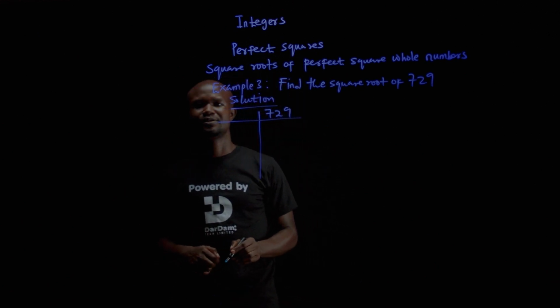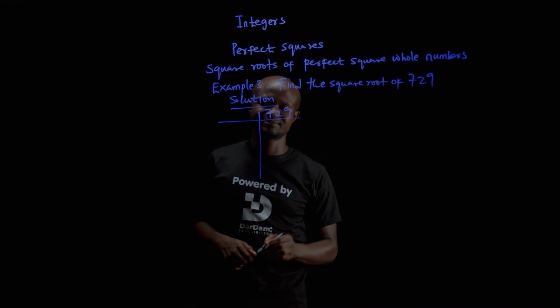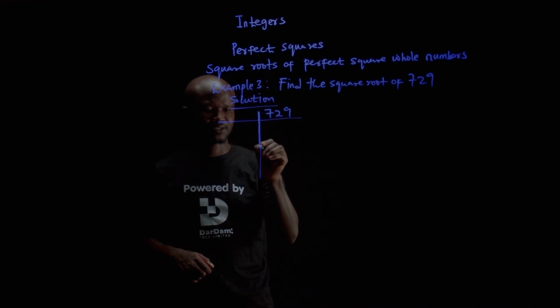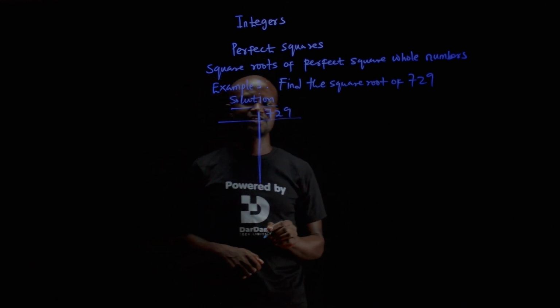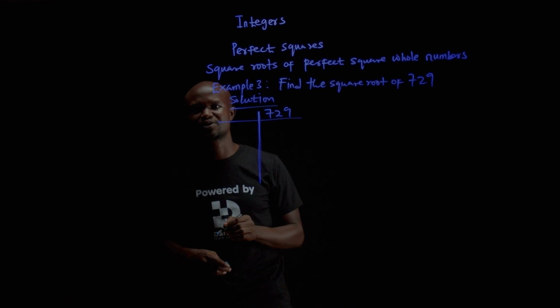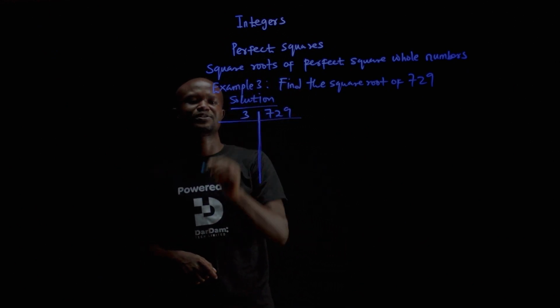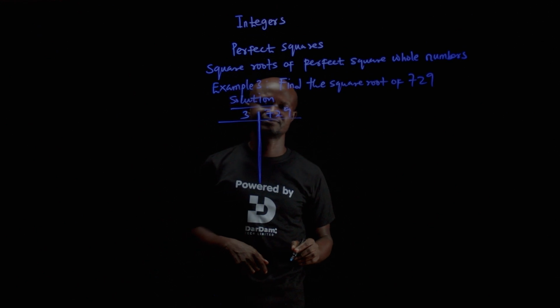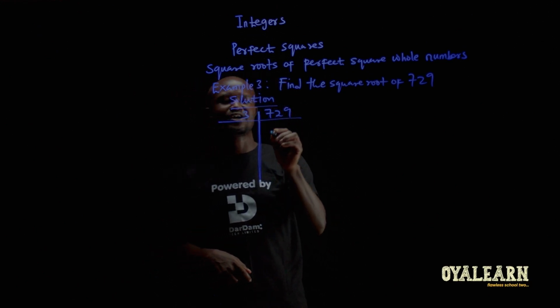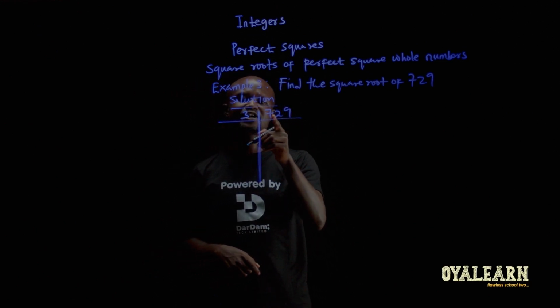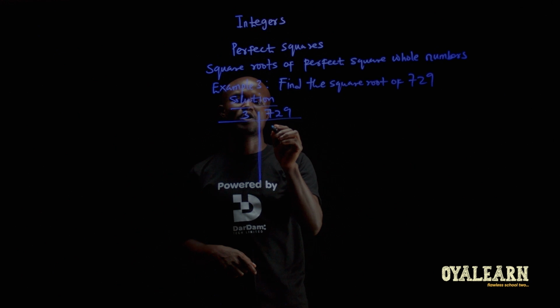Now, what number can divide 729 without having remainder apart from 1? We start from the smallest number, 3. 729. 72 divided by 3. What do we have?